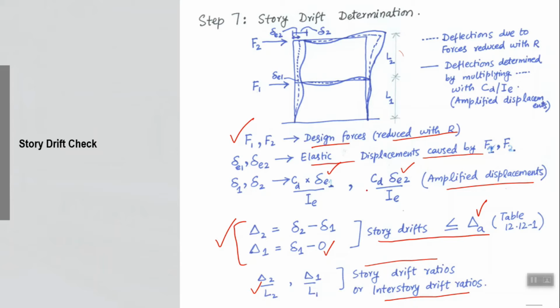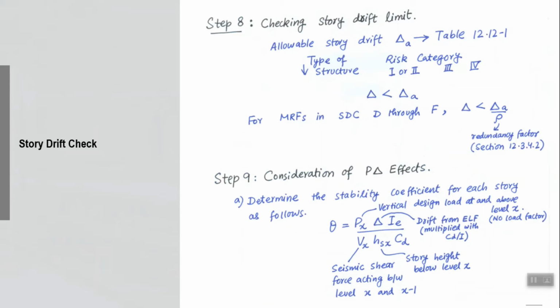The allowable limit is in the form of story drifts, right? So that is the next step, that you check that the story drift of each story is less than the allowable value prescribed by the code, right? So it's like you design for forces and you check deformations, right? That's why it is called force based design.